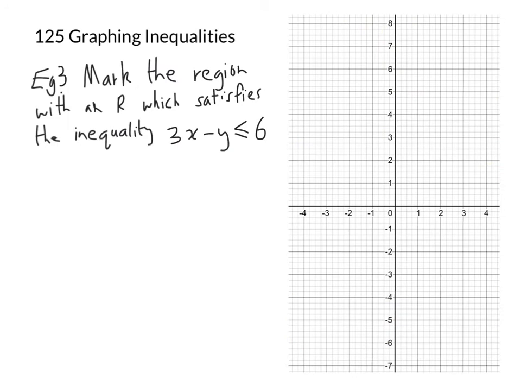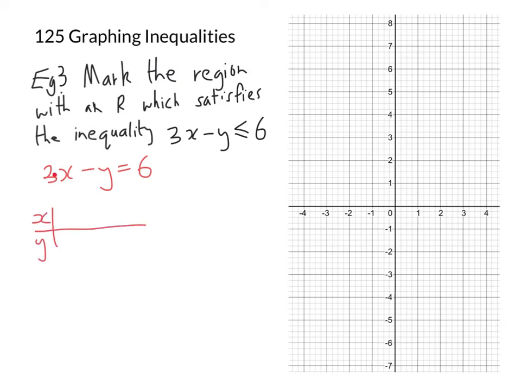Example 3. Mark the region with an R which satisfies the inequality 3x minus y is less than or equal to 6. So we start again with drawing the boundary line. That's where we look at where it's equal to. And to draw that line, we don't just know it straight away. We'd have to do a table of values to work out what that line looks like.